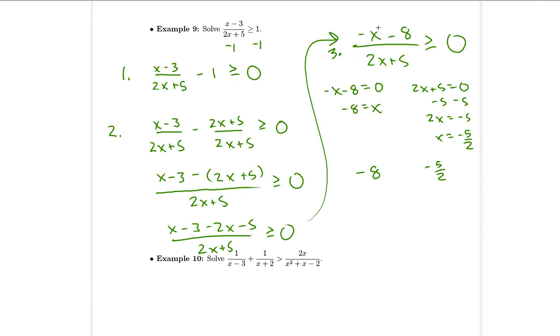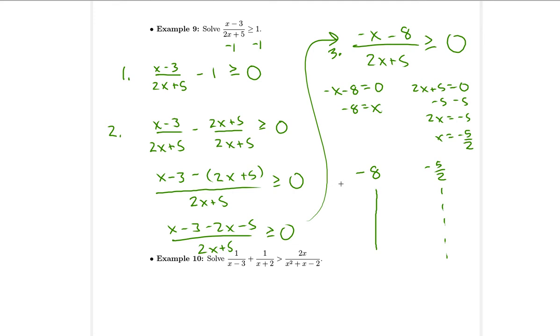Negative 8 makes the top 0, okay? And I have greater than or equal to, so it's okay if the top is 0, so I'm going to put a solid line here to remind me to use brackets with that. But negative 5 halves would make the bottom 0, so regardless of this inequality, I'm using a dashed line with that. All right. Now I have plugged in values many times now, so you'll forgive me for maybe not going into all the detail here.